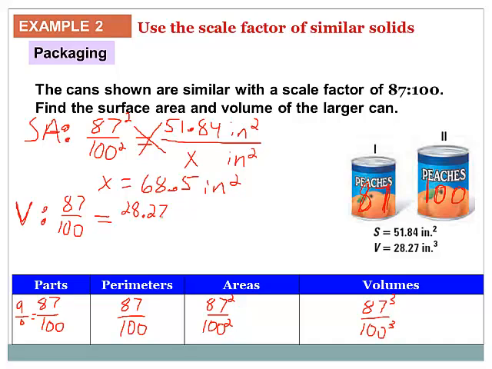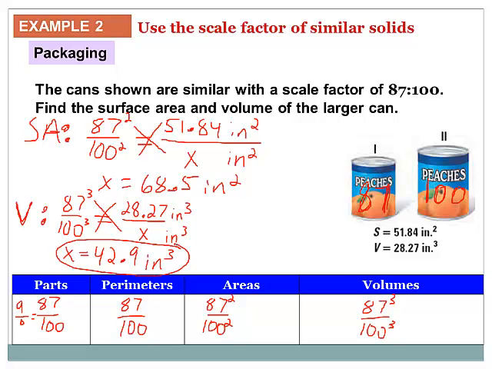28.27 all over x. Since 28.27 is in inches cubed, our x is inches cubed, and we're comparing volumes, so we need to come over to our scale factor and cube 87 and cube 100. Once again, from here we just cross multiply and solve. So x is going to equal 42.9 inches cubed. So these are the surface area and the volume of the larger can.